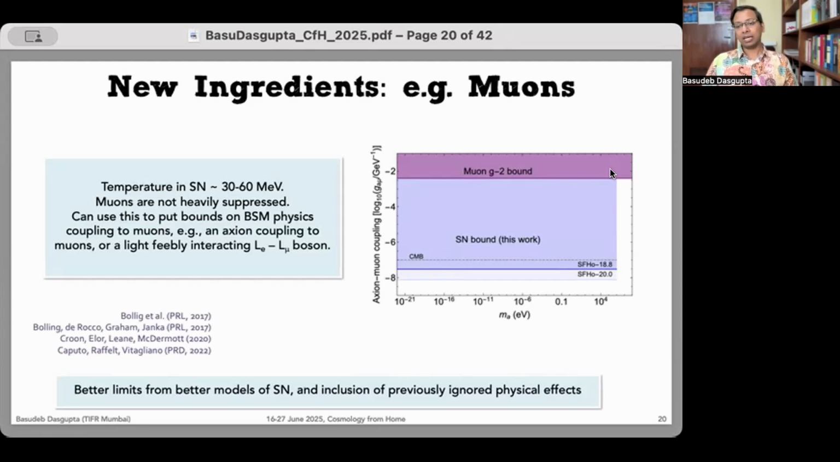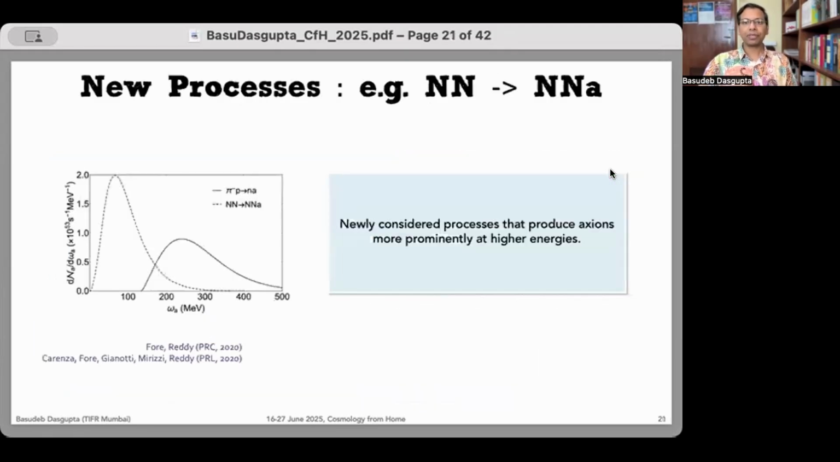In particular, they may allow us to put constraints on exotic theories that couple specifically to muons, let's say an L_e minus L_mu kind of gauge boson. And so this has been an interesting area of activity. The other interesting thing is that people have been looking at bounds on axions from supernova emission.